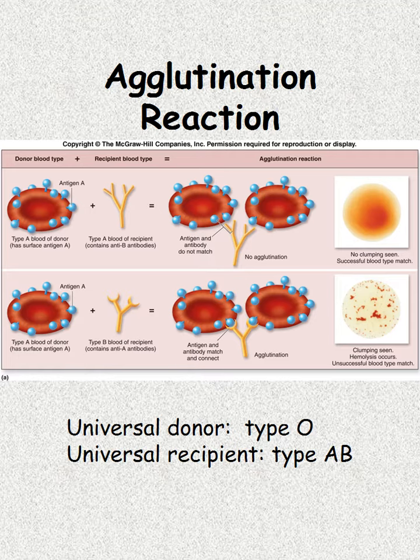We have a universal blood type donor, which we consider to be type O, and the universal recipient, which is type AB. Type O blood has antibodies anti-A and anti-B, whereas type AB blood has neither anti-A nor anti-B antibodies.